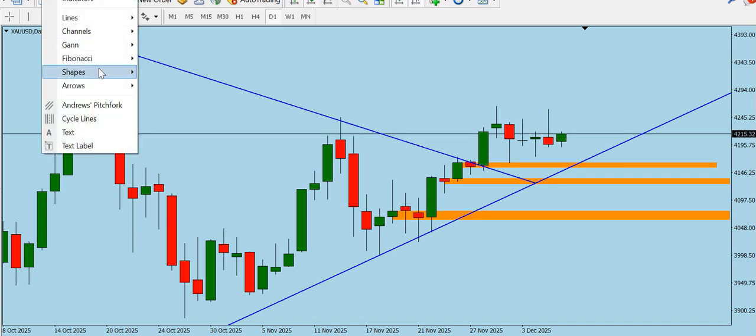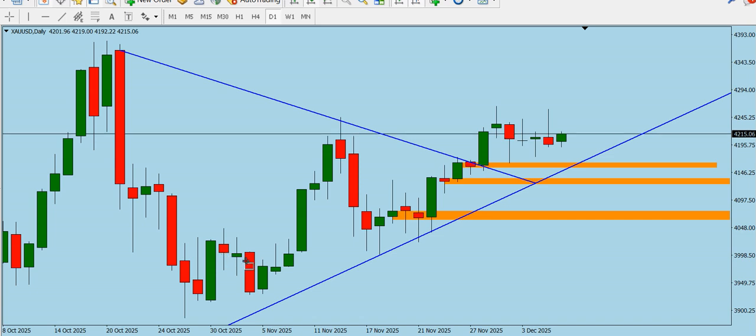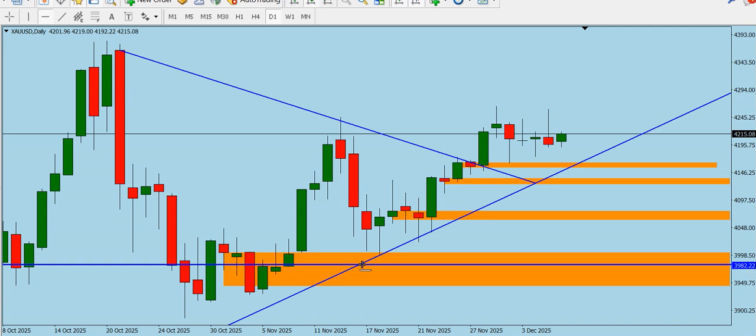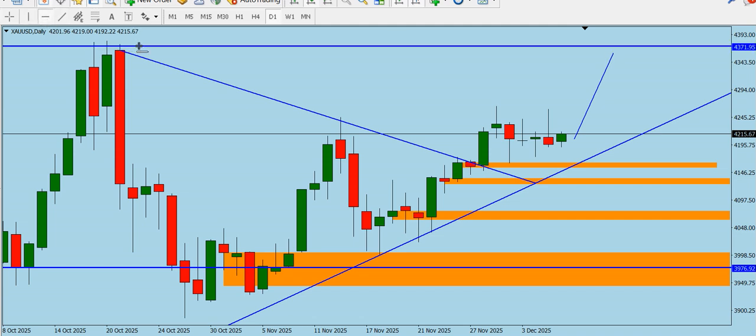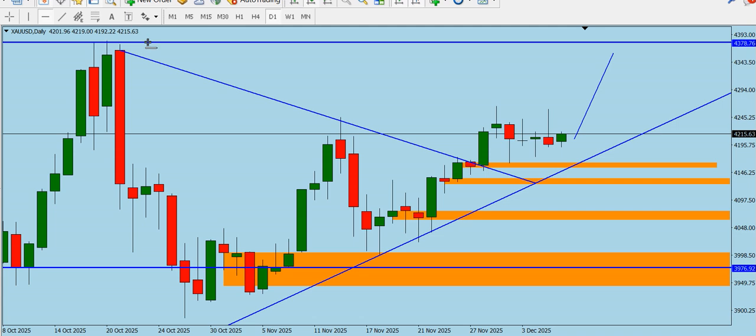And then we have another set of buyers lined up around here. Let's put it at the 3976 area. But on the flip side, price may likely continue its direction upwards, targeting the all-time high area, which is at 4379 area.